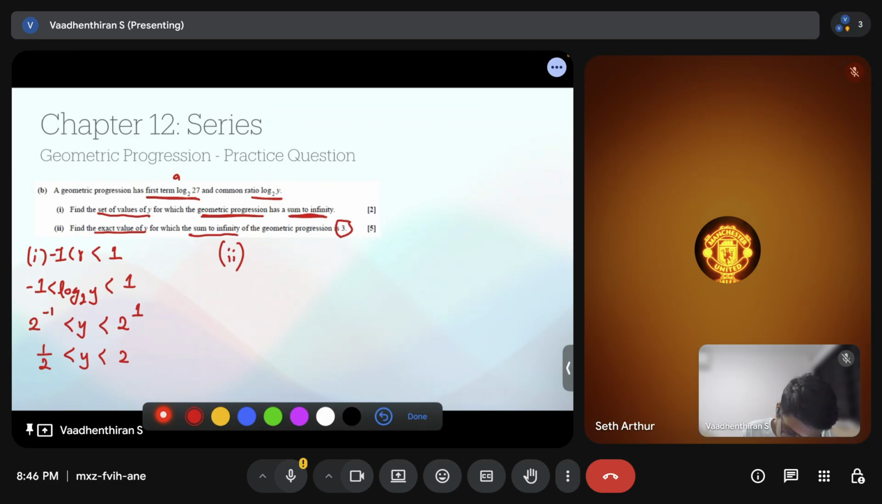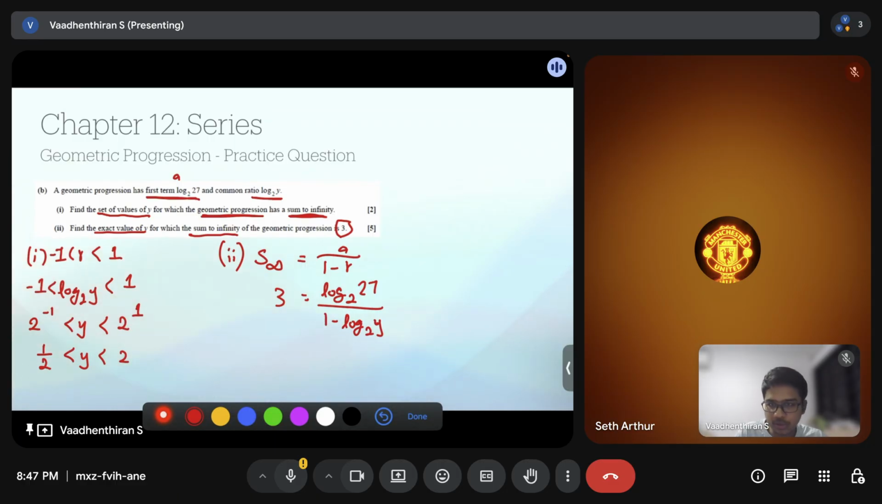And then part 2, they are asking to find the exact value of y for which the sum to infinity is 3. The sum to infinity you can find by a over 1 minus r. So a is log 2 27 over 1 minus log 2 y, which is equal to 3. Now you just solve this equation and you will get the value of y. It should be in the exact value, so make sure you keep it exact and no decimals should be there.